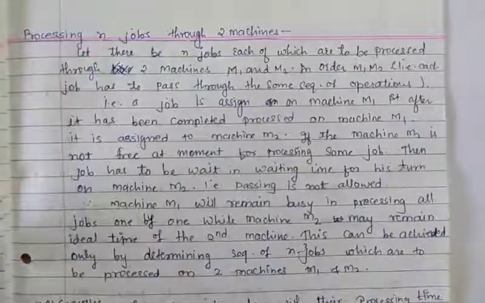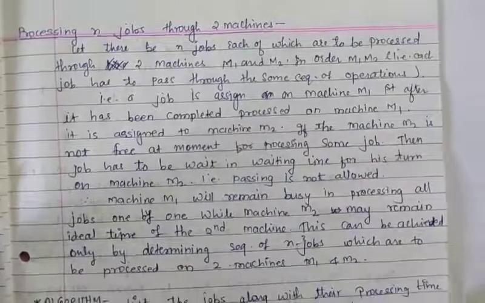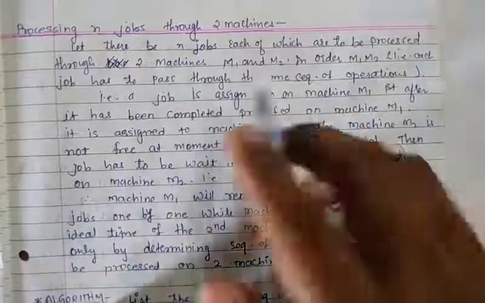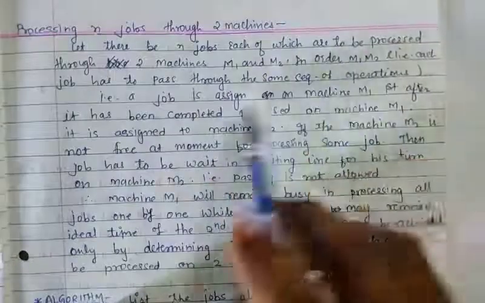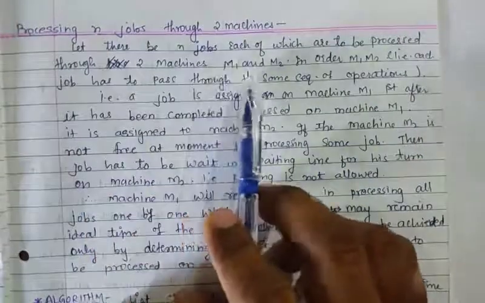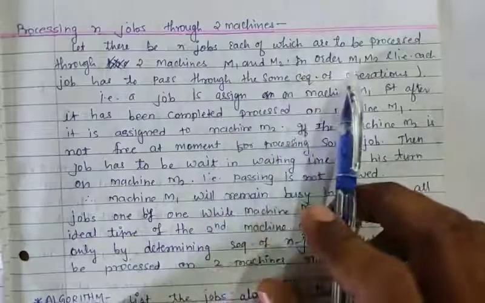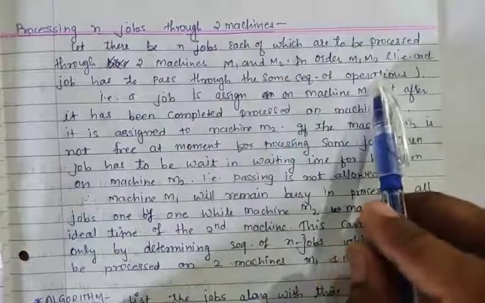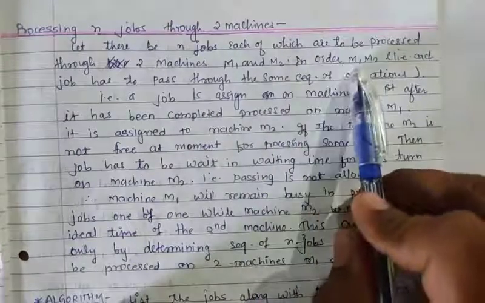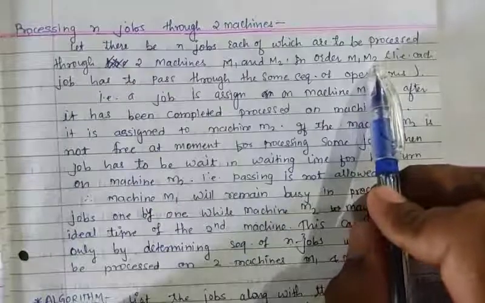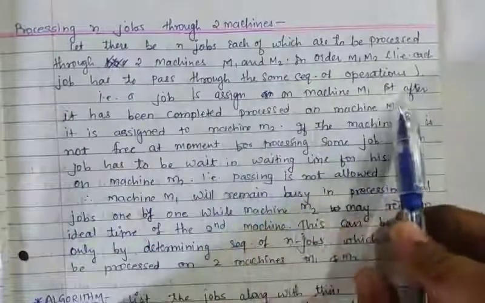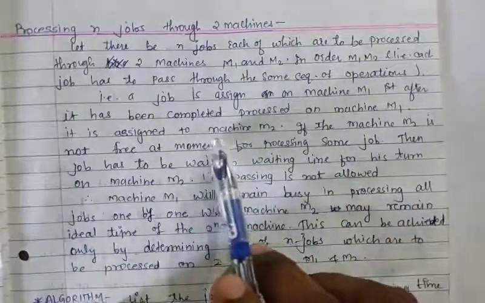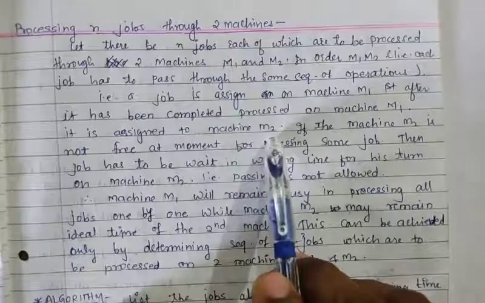Okay. Now let's see processing n jobs through two machines. So what is the process? First, let there be n jobs, each of which is to be processed through two machines M1 and M2 in order M1 M2. That is, each job has to pass through the same sequence of operations: first it operates on M1, then it goes through machine M2. That is, a job is assigned on machine M1 first. After its processing on machine M1 is completed, it is assigned to machine M2. So this is the no passing rule.